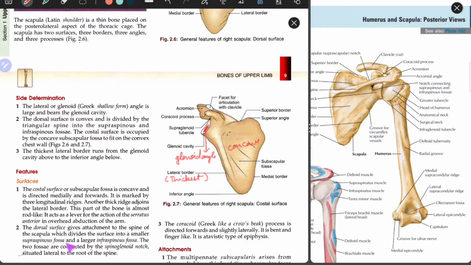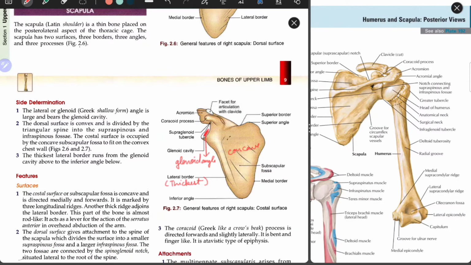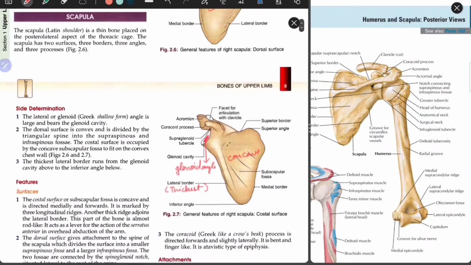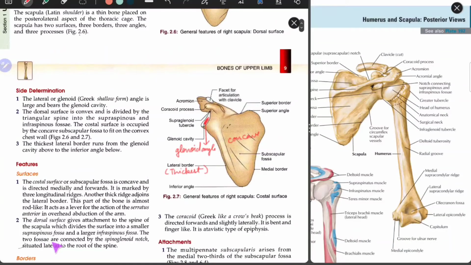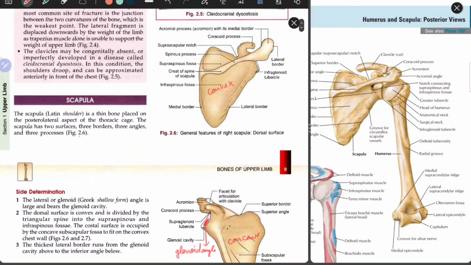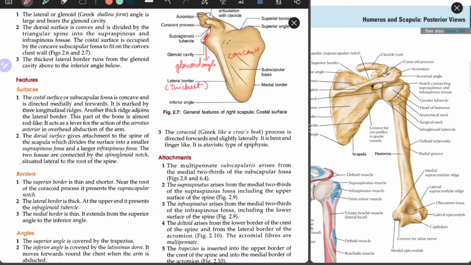Now the dorsal surface gives attachment to the spine of the scapula, which divides the surface into a smaller supraspinous fossa and a larger infraspinous fossa. The two fossae are connected by the spinoglenoid notch, situated lateral to the root of the spine, somewhere present here. As you can see in Netter's diagram, notch connecting supraspinous and infraspinous fossae. You can easily see it when you have bone in hand.